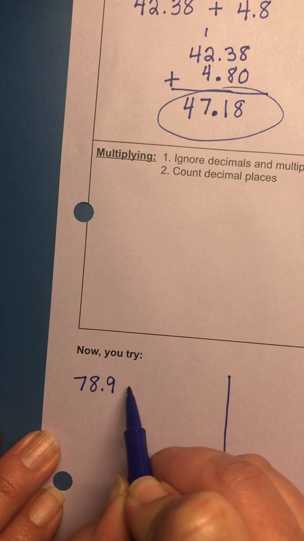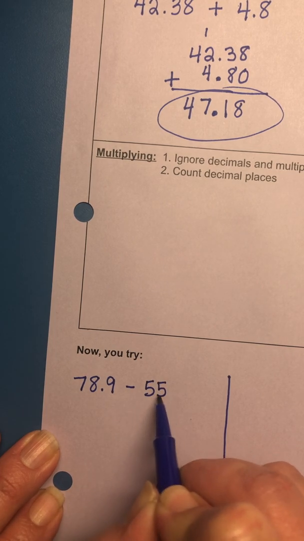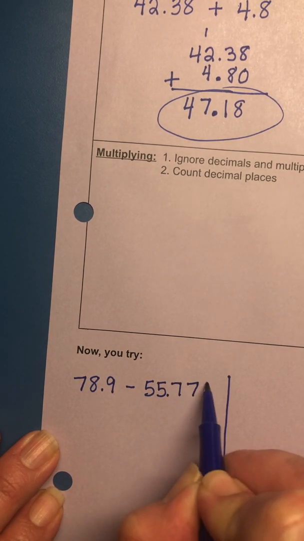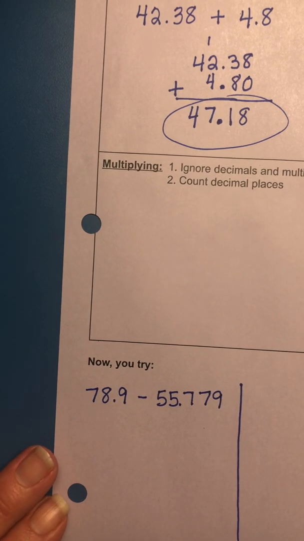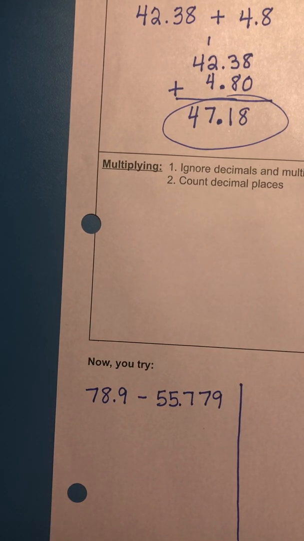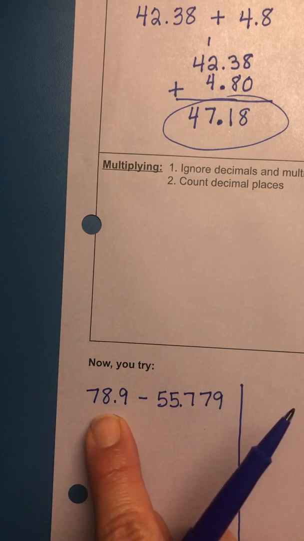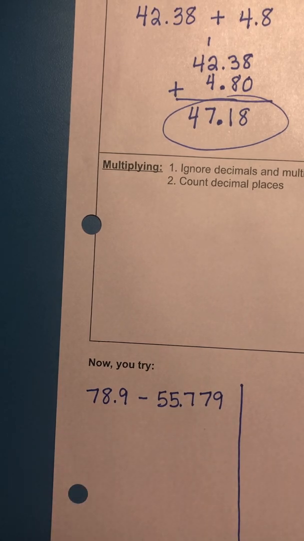78.9 minus 55.779. Okay, now I want you to try that. What number goes on the top? The first number, right? 78.9. Line those decimals up. See if you can get that right answer, and then I'm going to go over it with you. Go.